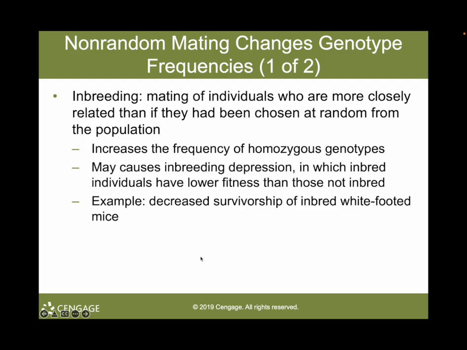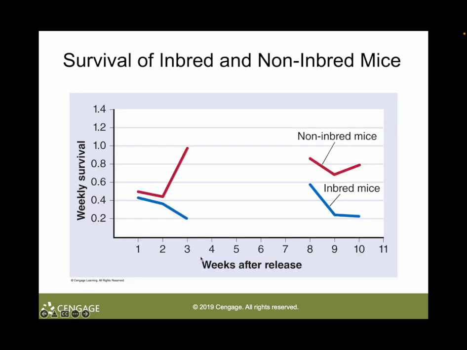So inbreeding depression occurs when inbred individuals have a lower fitness than those not inbred, and fitness is usually measured as the average number of surviving offspring of one genotype compared to the average number of surviving offspring of competing genotypes. Inbreeding depression, as evidenced by fertility declines and high juvenile mortality, is thought to be caused by the expression of harmful recessive alleles, because homozygosity increases with inbreeding.